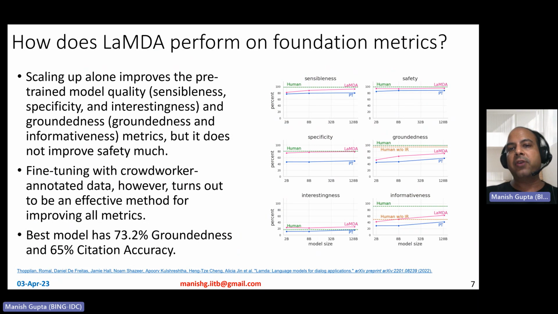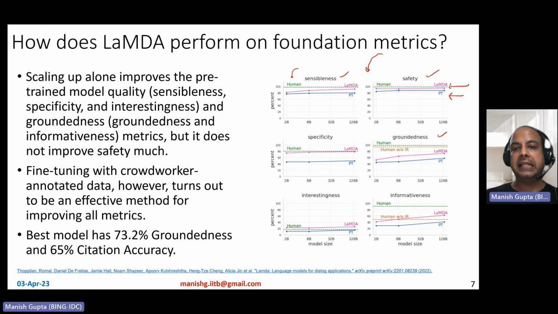So now, how does LaMDA perform on foundational metrics of quality, safety, groundedness, and so on? This is how the metrics look. Three things are shown: a human baseline, which is the green line. On sensibleness, safety, and groundedness, humans perform 100%, right? But on specificity, interestingness, and informativeness, it's not 100%. The other curves plotted are the pre-trained model and the two-step fine-tuned LaMDA model.